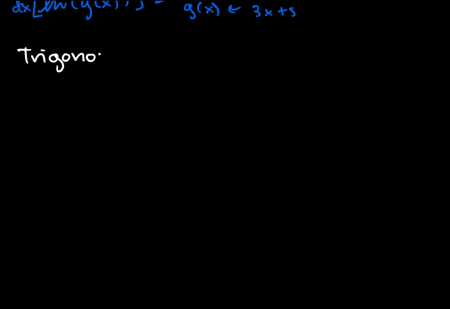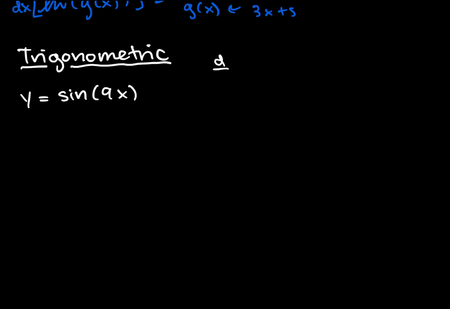Now, moving on, let's see a trigonometric example using the chain rule. So let's say we're given y is equal to sine 9x. At first, someone may see the sine x and remember that we said that the derivative of sine x is equal to cosine x.